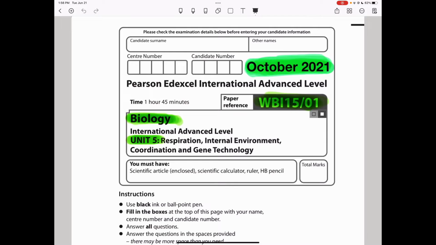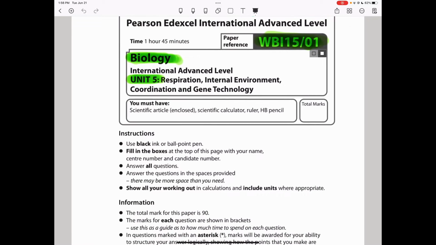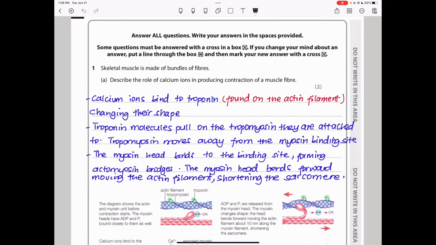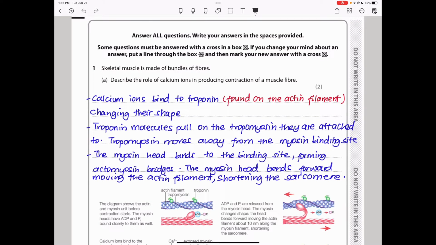Today we will be looking at the Pearson Edexcel International A-Level Biology Unit 5 for October 2021. This paper is 90 marks, so I will go straight to the first question. Question 1 says, skeletal muscle is made of bundles of fibers. Describe the role of calcium ions in producing contractions of a muscle fiber.